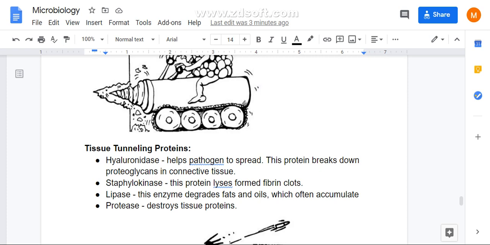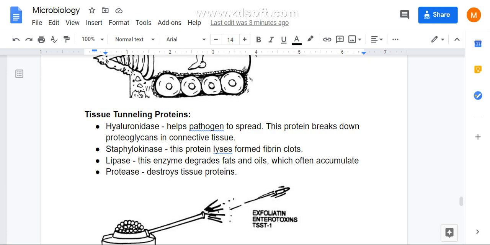Lipase is an enzyme that degrades fats and oils, which often accumulate. Protease destroys tissue proteins. I think that's pretty straightforward. So I guess the weirdest ones here would be hyaluronidase, if I'm saying that wrong, and staphylokinase. And if you remember, there was a streptokinase, right? Strep pyogenes had a streptokinase virulence factor. Well, it's the same thing, it's just called a different name because it's a different bacteria, right? So this is staphylokinase.